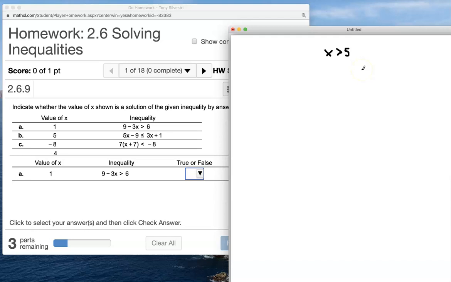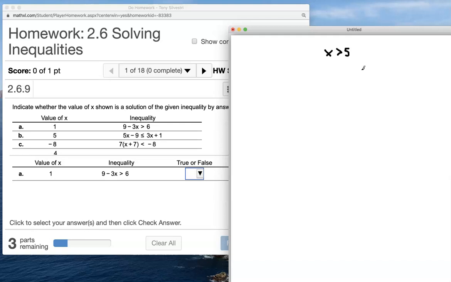You're going to say, well, x could be 6, right? 6 is greater than 5. 7 is greater than 5. 8.5 is greater than 5. 9 3/4 is greater than 5. You can get the idea. There's an infinite number of answers. There's a whole range of numbers that I can plug in for x that are greater than 5.